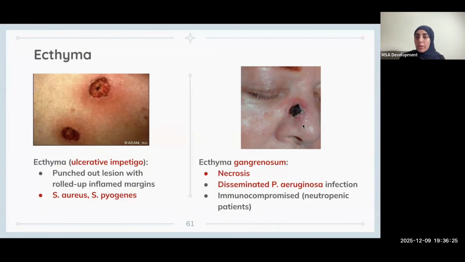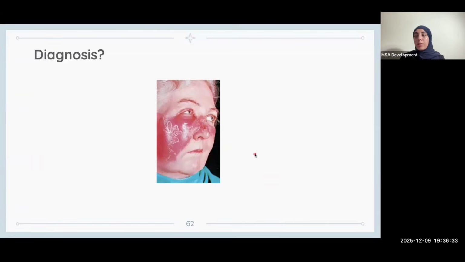I remember having a question about this. So ecthyma gangrenosum with the black is due to Pseudomonas in an immunocompromised patient. Now, the next diagnosis. This is erysipelas. Okay, next one.